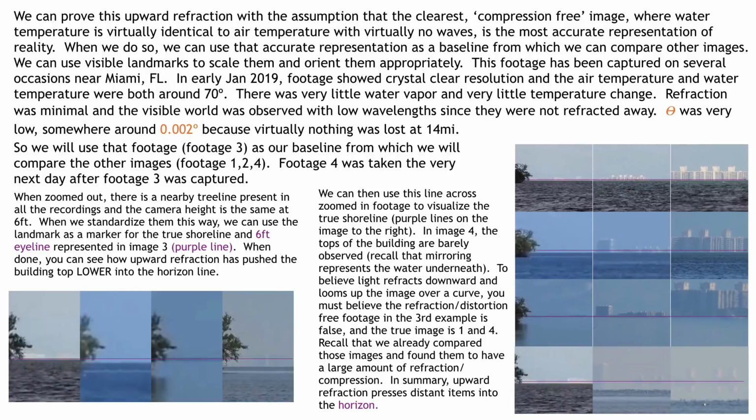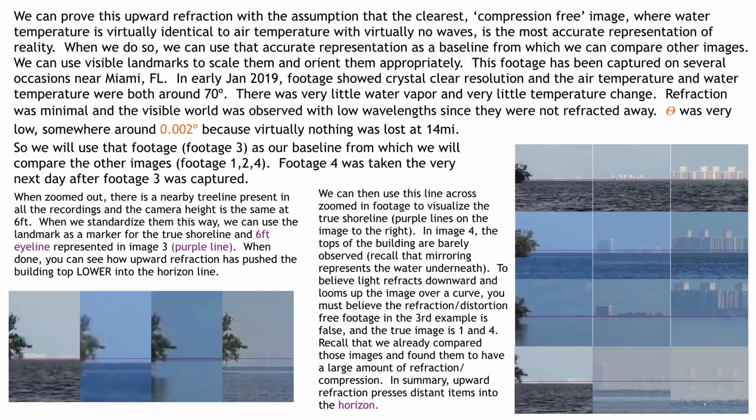So looking at the lower left photo there, we can compare these 4 footages essentially. When zoomed out, there is a nearby tree line present in all the recordings because it's taken from the same observer position, and the camera height is the same at 6 feet. So when we standardize them all this way, we can use the landmark as a marker for the true shoreline and 6-foot eye line represented in image 3, which is going to be our baseline.